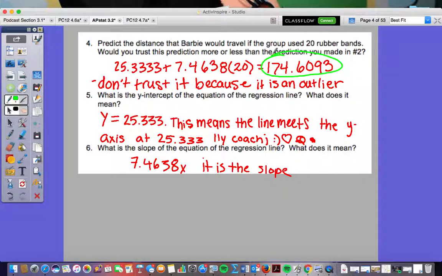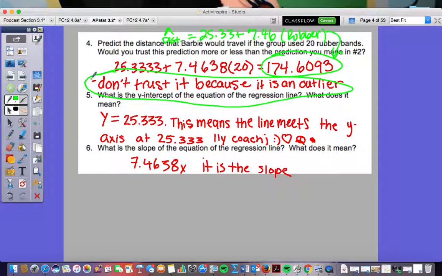174.6093. Now, if I answered that, I would not get full credit on an AP exam. Why? I didn't put context in, and I didn't put the formula in. So you make sure, before I plug this in, this is beautiful, you need to show work, but you should have said distance hat equals 25.33 plus 7.46 with the rubber band, okay? Make sure you do this, then go here, okay? Then go here. All right, so why do we not trust this?